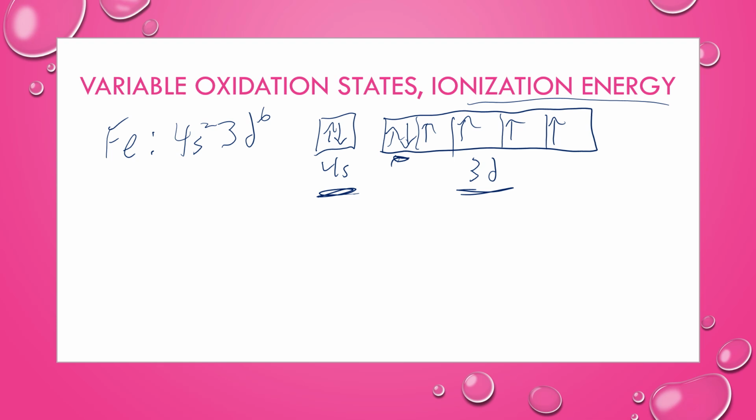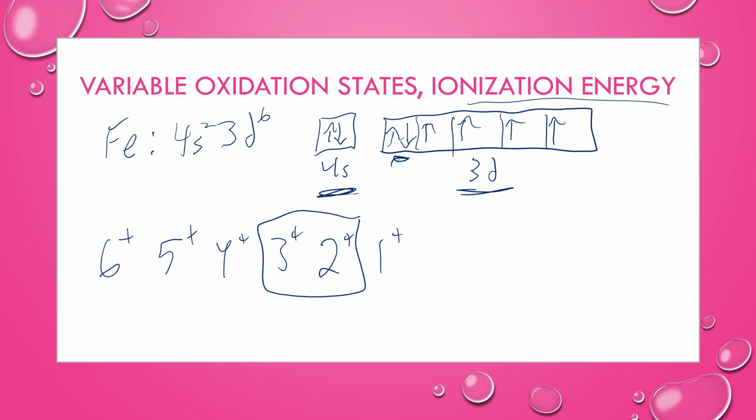All right. So iron is capable of producing ions that are 6+, 5+, 4+, 3+, 2+, and even 1+. But the 3+ and 2+ are the most common and the most stable. So really, anytime you see elements that have multiple oxidation states, it's because of the 4s and 3d sublevels being very close in energy.